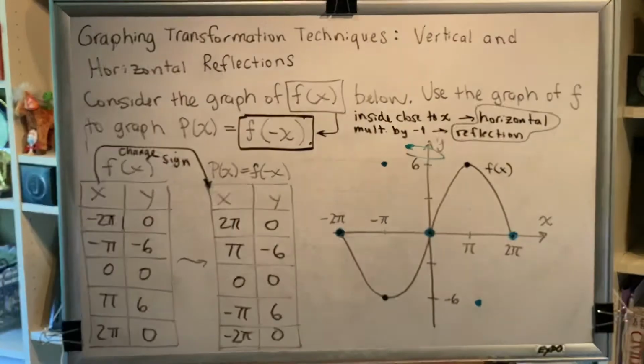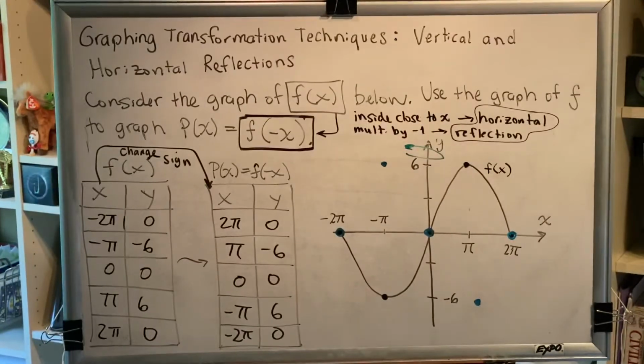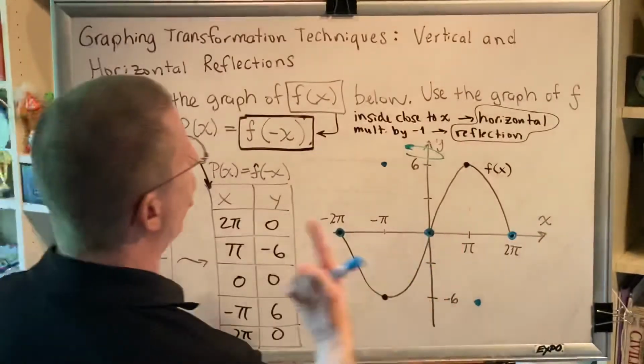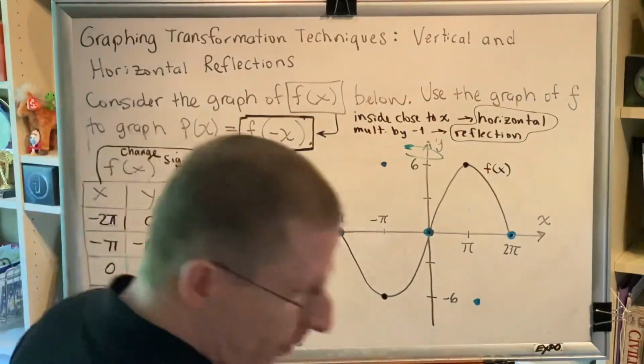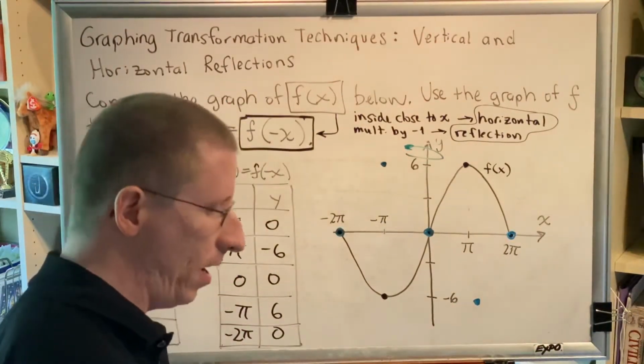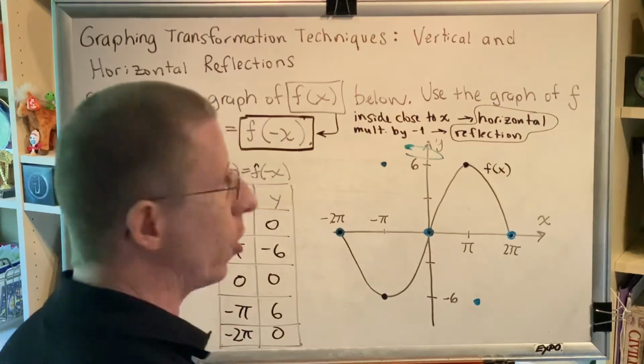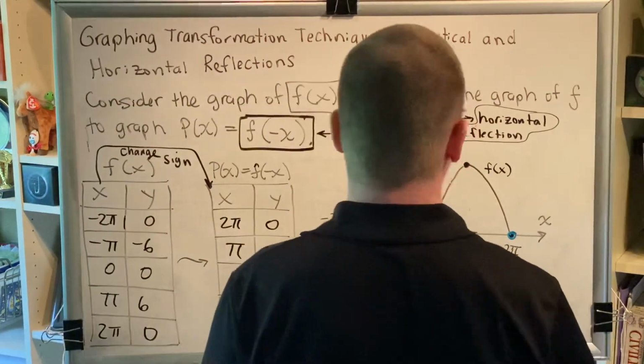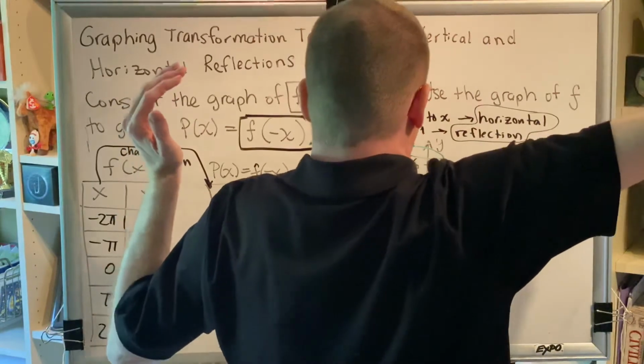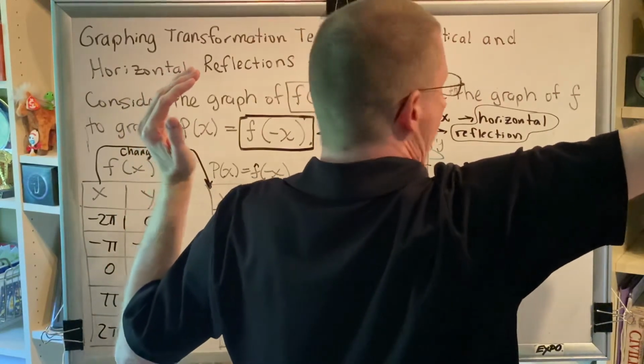Now we have to connect the dots in a way that accurately reflects what the black curve would look like if it was spun around the y-axis. Let me see if I can illustrate this with my body. This isn't going to be the easiest thing in the world to do, but I'm sure going to try. So I'm going to shape my body like the graph that was given to us. This is f of x.